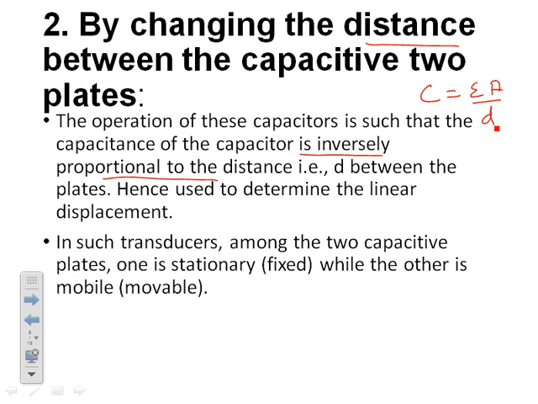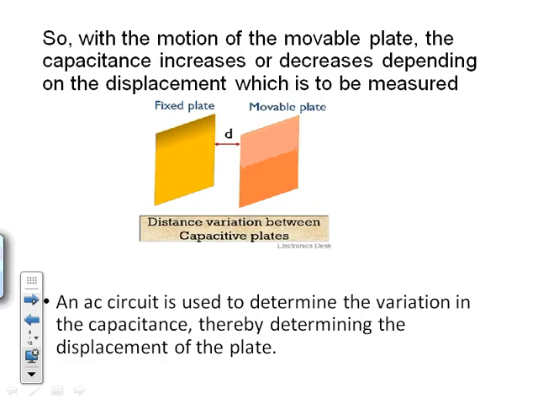In such a transducer, among the two capacitive plates, one is stationary while the other is a movable contact. It is like this: two plates are there, one is a fixed plate and the other one is a movable plate. Here the area of overlapping is equal, and the distance between the two plates is like this. This one is a fixed plate.